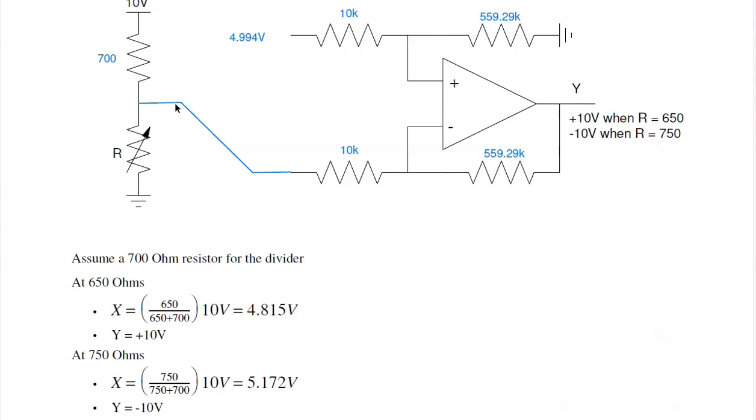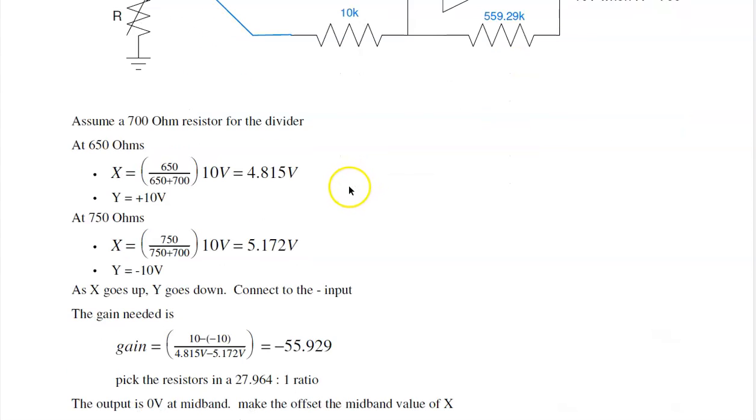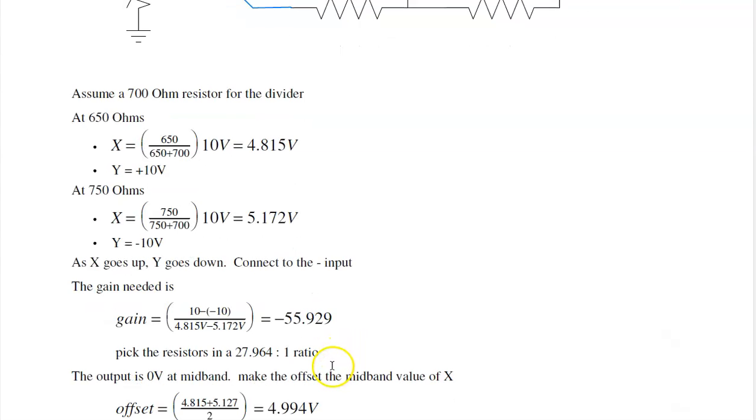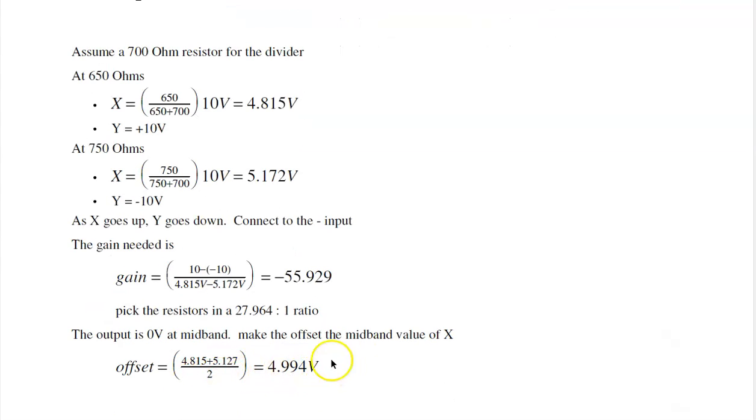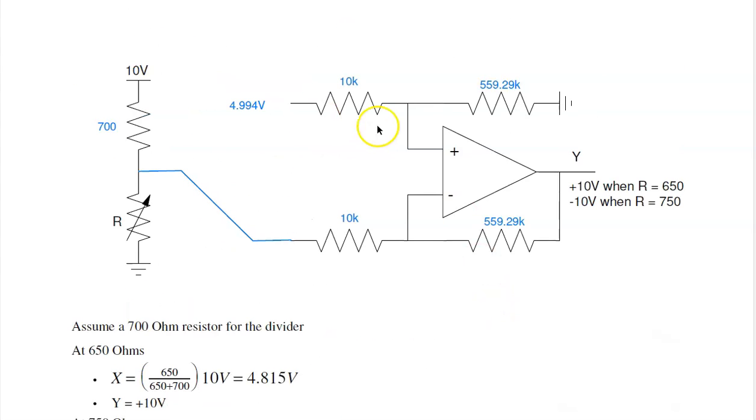As the voltage goes up, the output goes down, so connect to the minus input. The gain is the output over our input. Output changes by 20 volts as the input changes by 0.3, so I need a gain of 55.9. And the offset, I want the output to be 0 at mid-band. The midband is the average of the two, 4.994 volts. So there's your circuit.